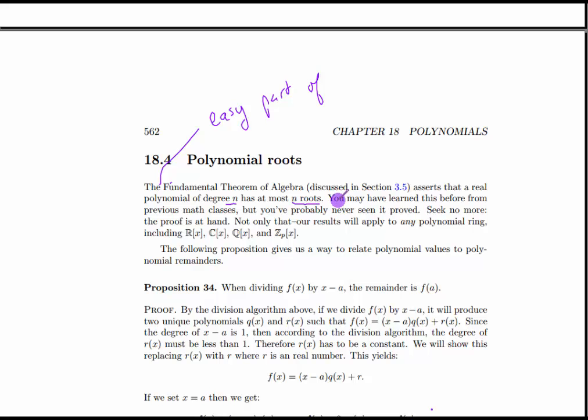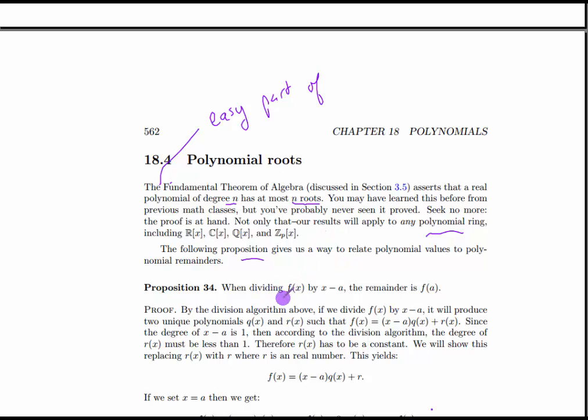What's even more impressive is that we can prove it not just for polynomials with real coefficients, but in fact it's true for polynomials in any polynomial ring. Pretty cool. Okay, so we're going to have to do some preliminary propositions, which are interesting in their own right.